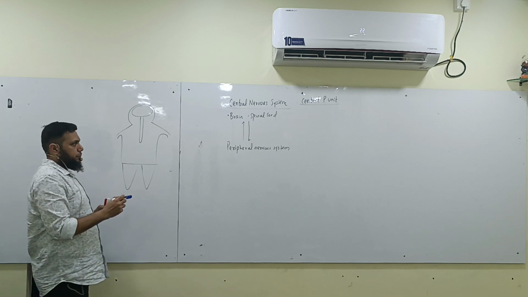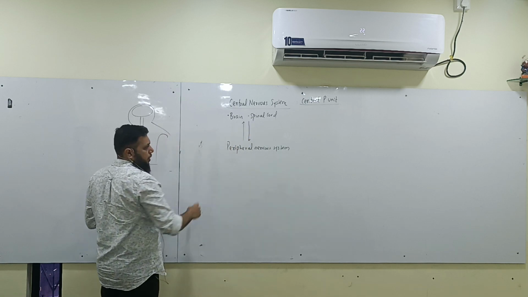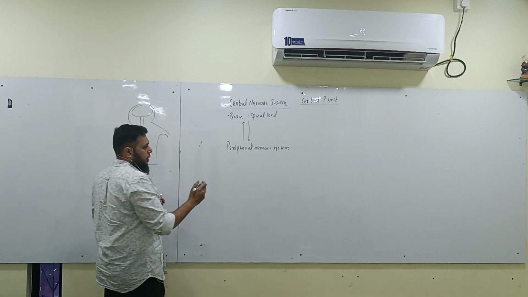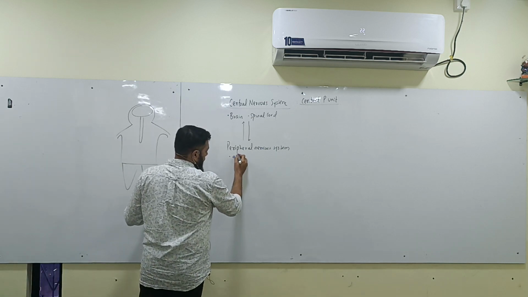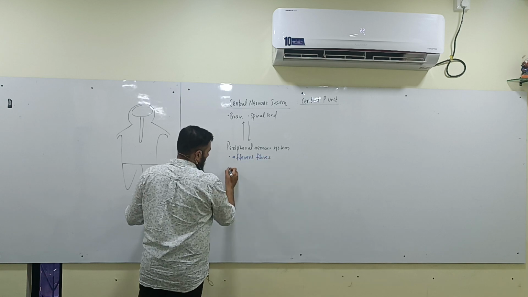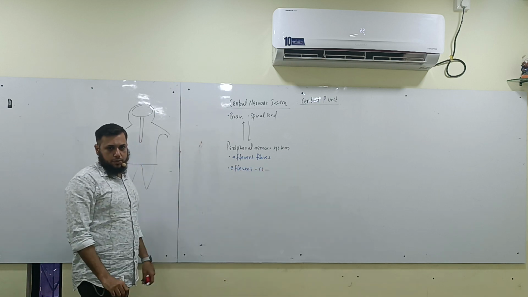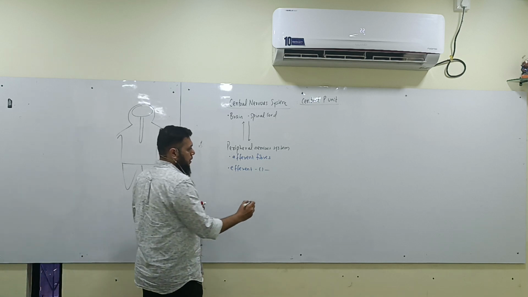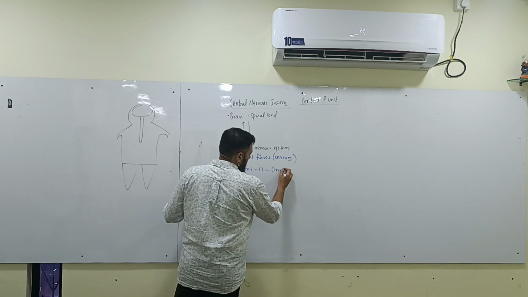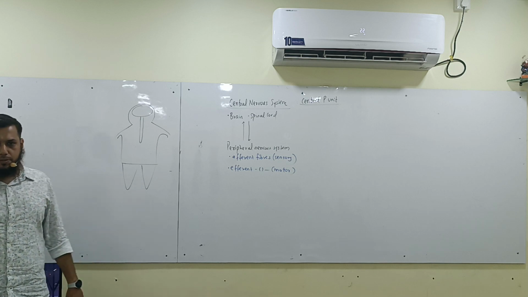Look at the arrows. There is an arrow going into the CNS, there is an arrow coming out of the CNS. With those two arrows, I am trying to show you that the peripheral nervous system consists of two types of fibers: afferent fibers and the efferent fibers. The afferent fibers are the sensory fibers, and the efferent fibers are the motor fibers.